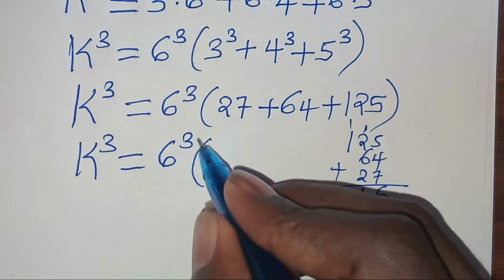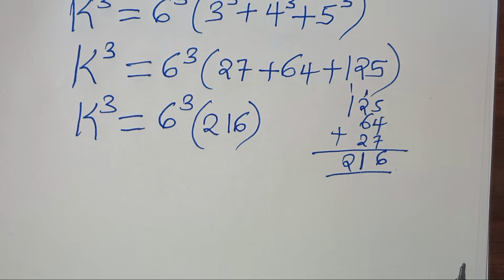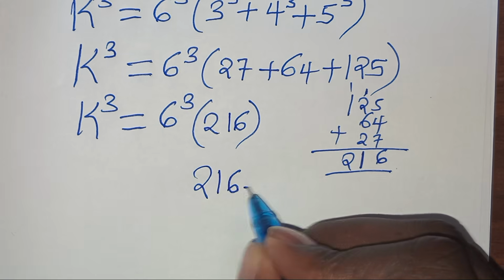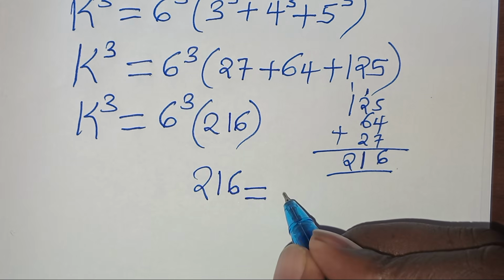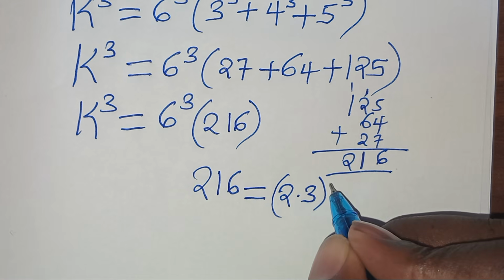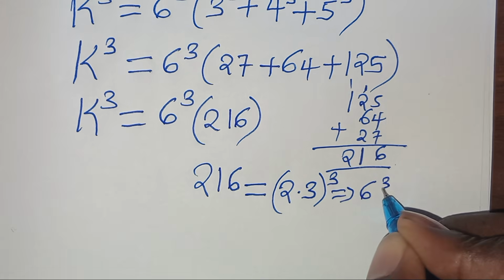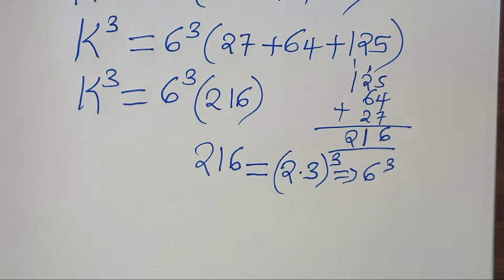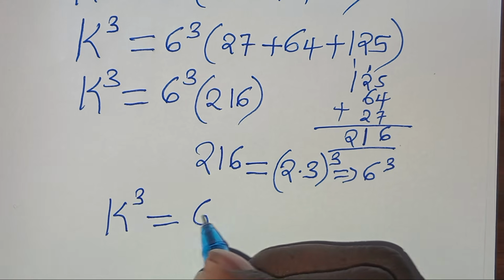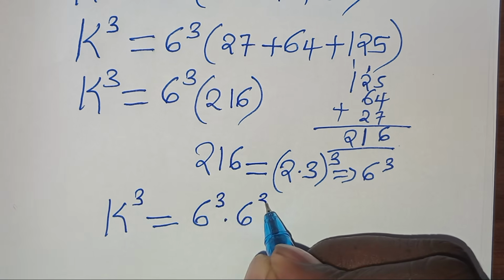So we have here 6 to the power of 3 multiplied by 216. We can express 216 as the same thing as 2 times 3 raised to the power of 3, and this is the same thing as 6 to the power of 3. So we have k to the power of 3 equal to 6 to the power of 3 multiplied by 6 to the power of 3.